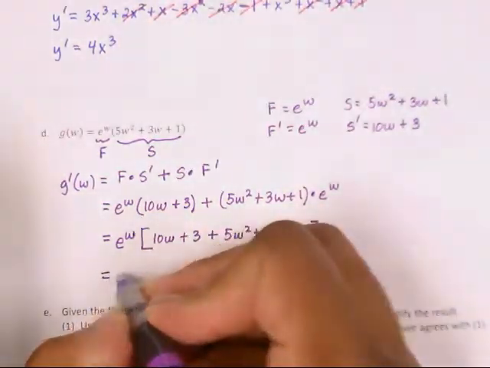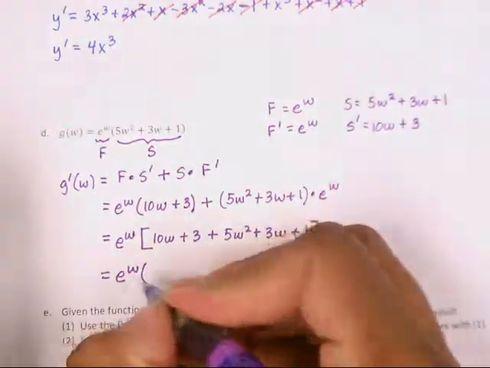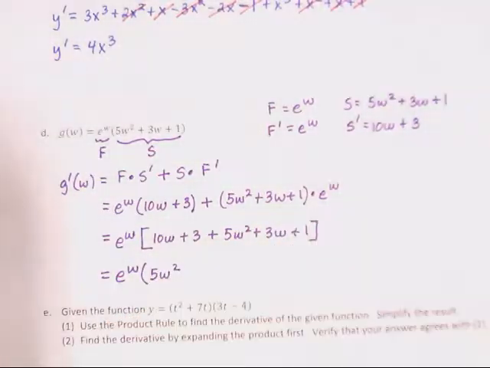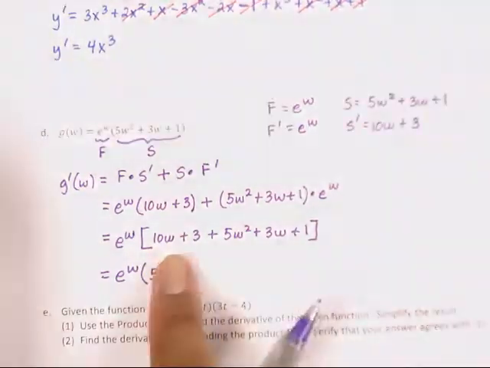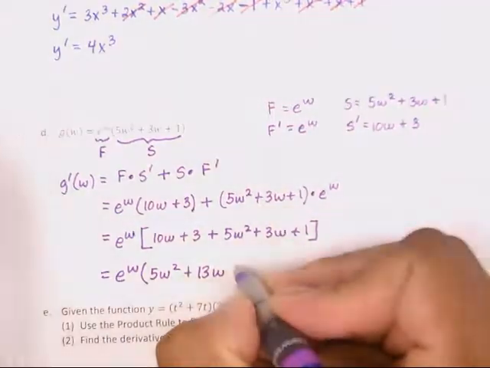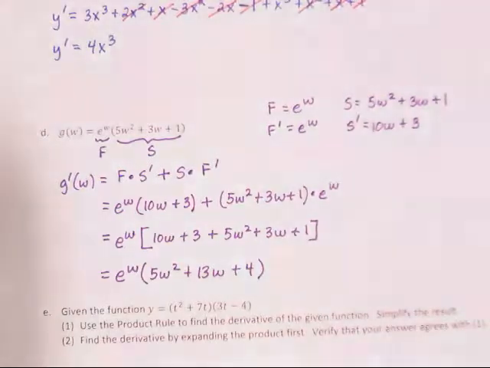And now I'm going to combine like terms in the bracket here. So I have e to the w on the outside. And I'm going to put the 5w squared first. I'm just going to put these in descending powers here. 10w plus 3w will be plus 13w, and then plus 3 plus 1 would be 4. So this will end up being e to the w times the quantity 5w squared plus 13w plus 4. That would be your derivative of g of w using the product rule.